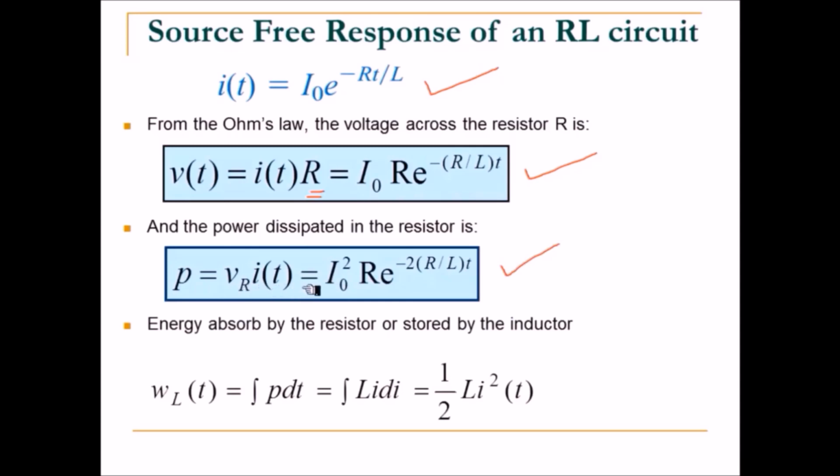So power in the resistor is nothing but V_R(t) times I(t). Substituting I(t) in the equation, we get I0 squared times R times e to the power minus 2Rt divided by L. Similarly, the energy absorbed by the resistor, or energy stored by the inductor, is obtained by integrating the power equation with respect to t. We will have L times I dI, which is equal to 1/2 L I squared(t). So having the knowledge of current I, you should be able to calculate voltage V(t), power and energy absorbed by the resistor or stored in the inductor.